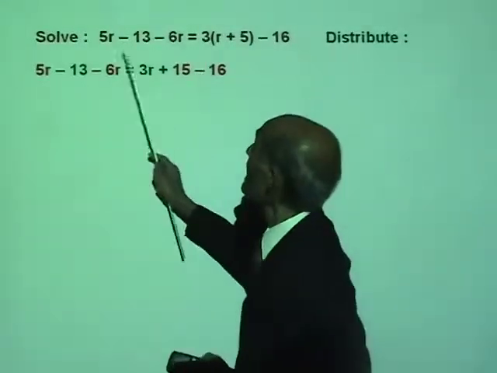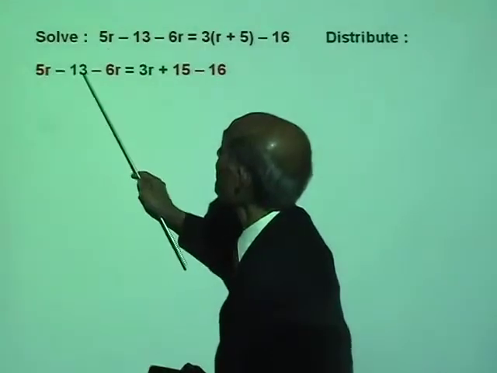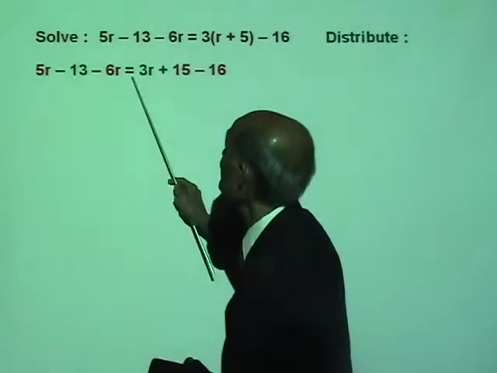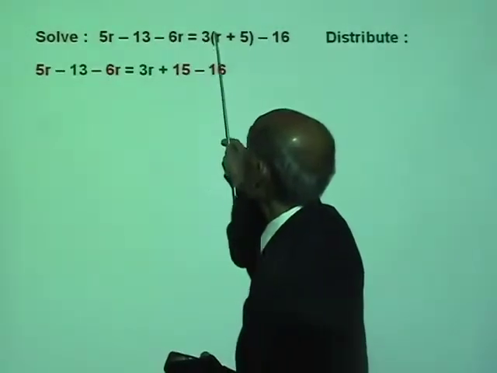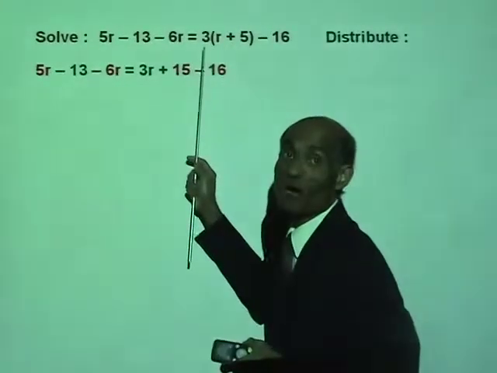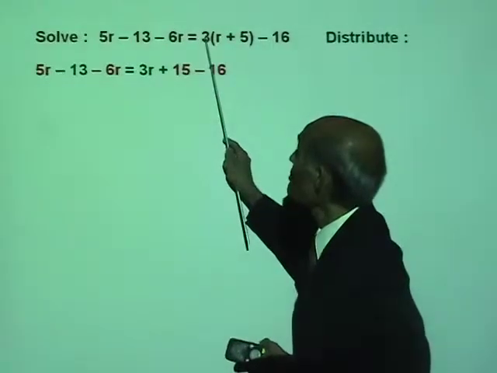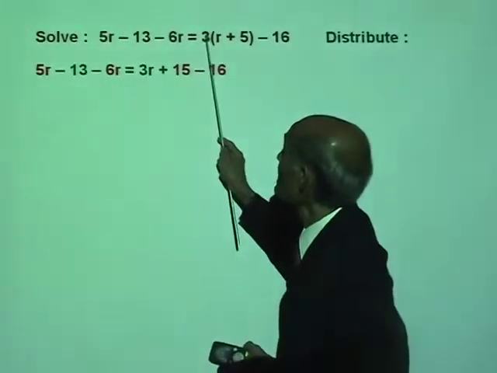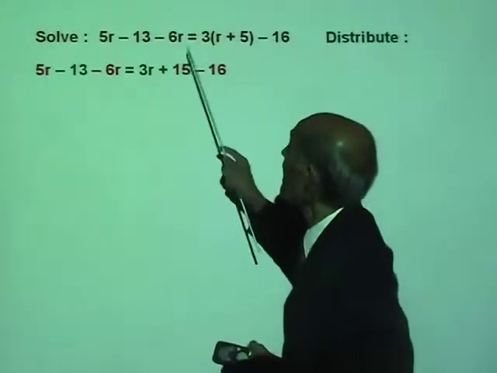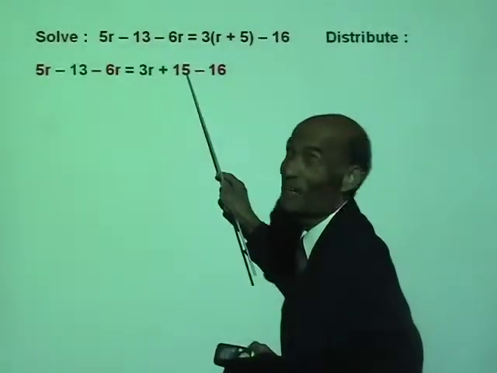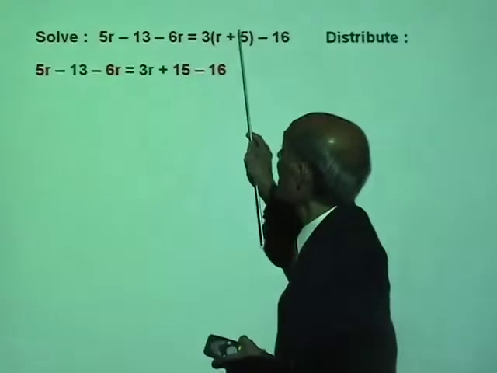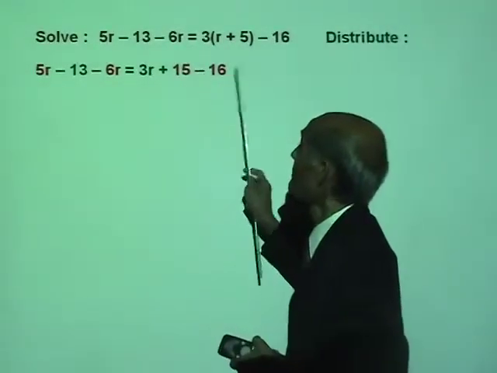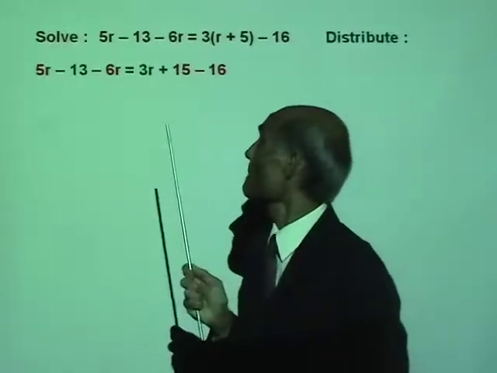So the left hand side is 5r minus 13 minus 6r equal to 3 distributed into r plus 5 will give me 3 times r is 3r. 3 times positive 5 is plus 15. So 3 times r plus 5 is 3r plus 15 minus 16.